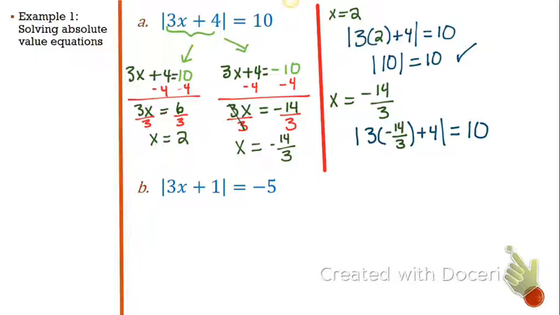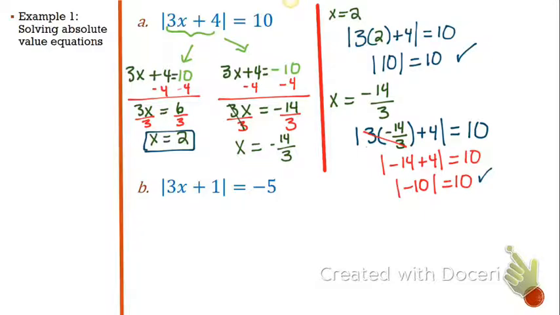Okay, so now we're dealing with a fraction, but if you can tell, we have a whole number and then we have the same denominator. So that means that this cancels out. So we have the absolute value of negative 14 plus 4 equals 10. So that gives us negative 10 equals 10. The absolute value of negative 10 is 10. So that means that both of my answers work. So these are the solutions.